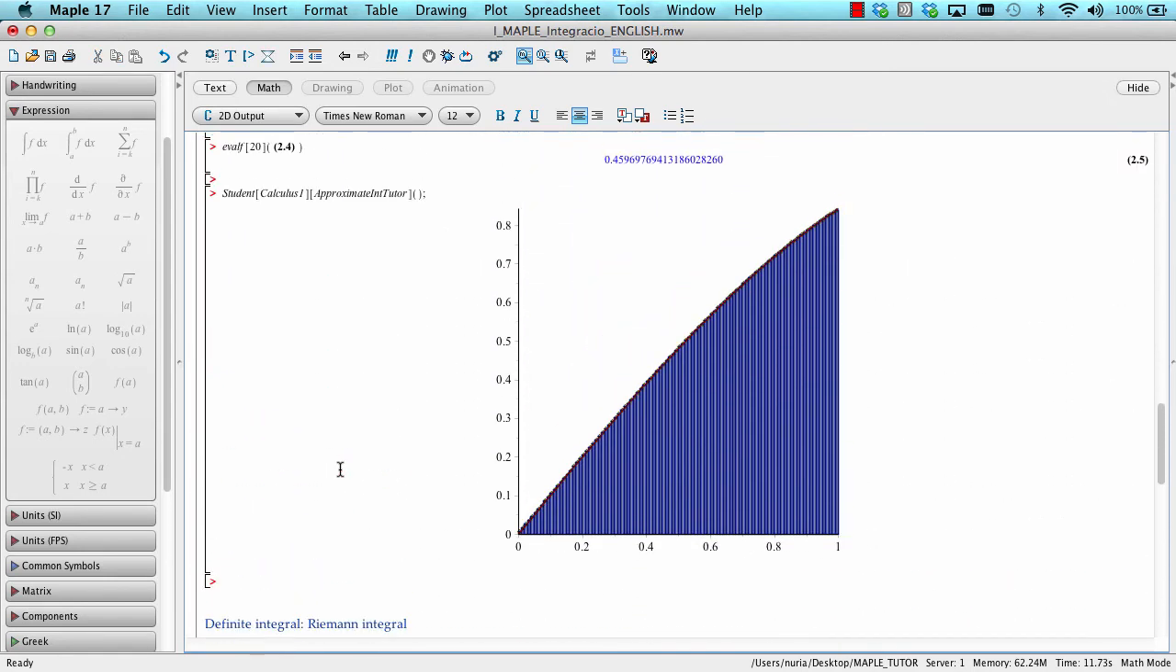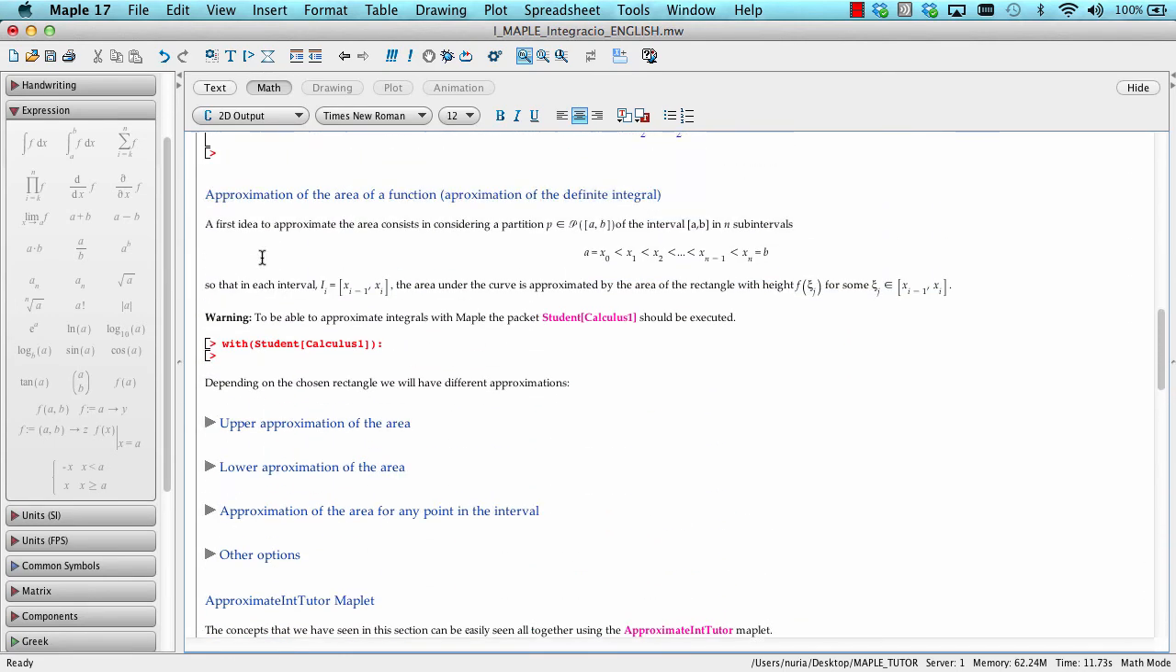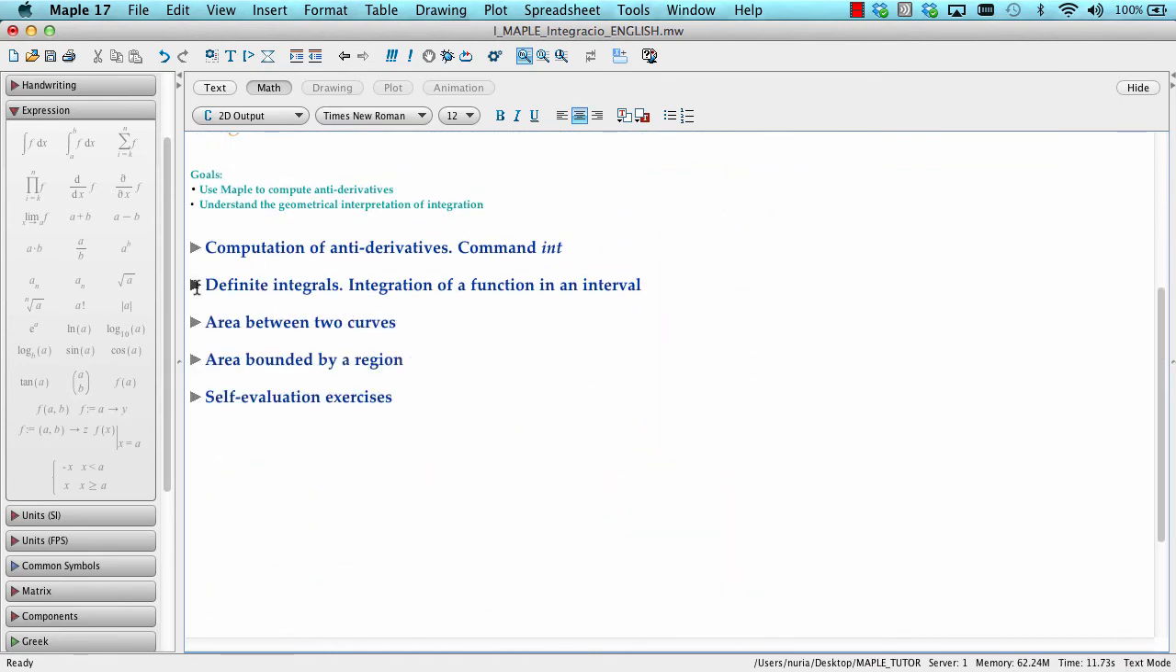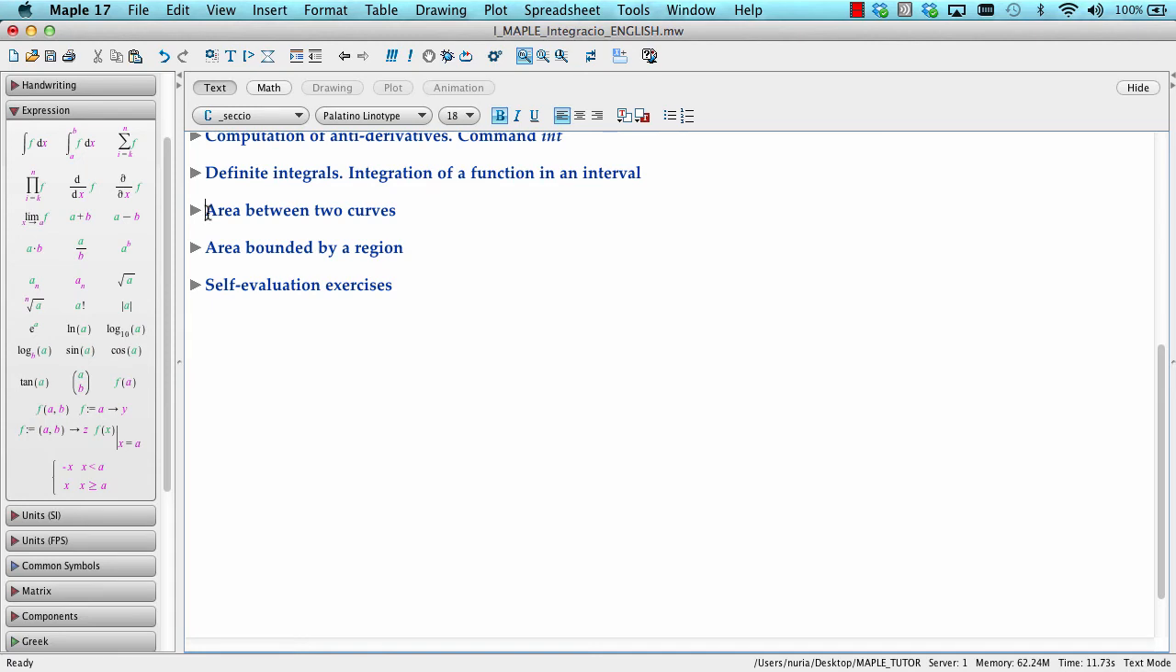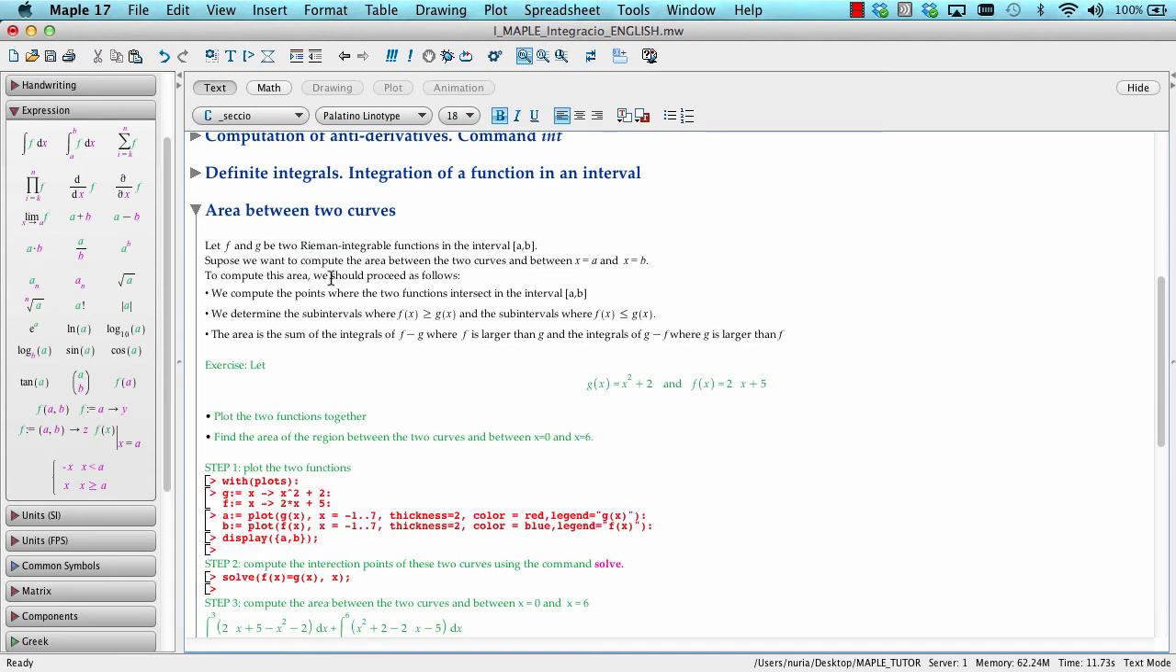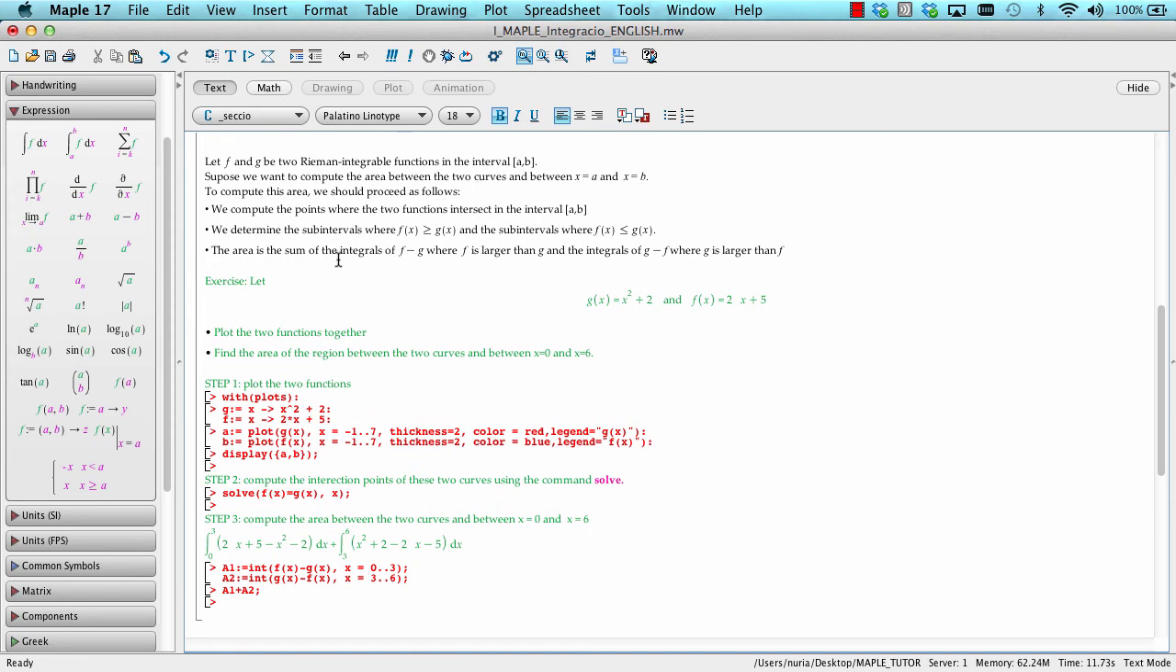We have seen the relation between the area and the definite integral in the case of positive functions. Let's see now how to compute areas, okay? So let's start with the area between two curves. Imagine, in order to compute the area between two functions f and g, in a region between a and b, what we have to do is, first, compute the intersections, the points where the functions intersect.